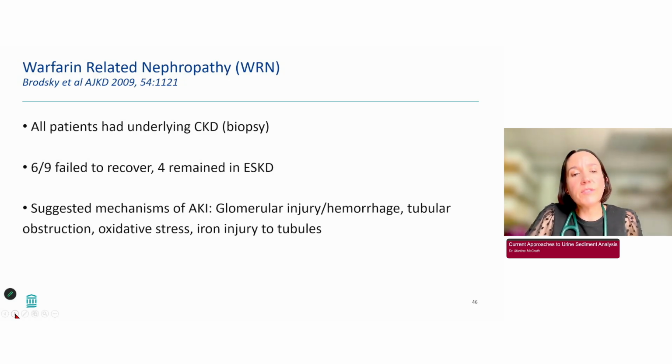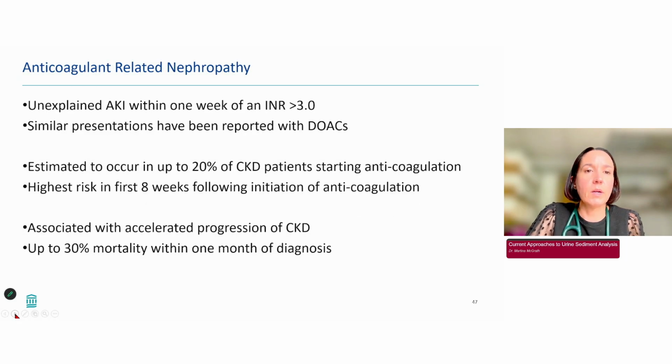There have been a number of suggested mechanisms for acute kidney injury in this condition, possibly related to glomerular injury, the effect of hemorrhage, tubular obstruction from red cell casts, and then discussion around oxidative stress and iron injury to the tubules related to the red cells therein. So this diagnosis has now been broadened, and people now call it anticoagulant-related nephropathy.